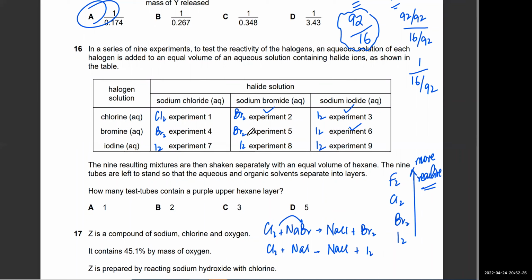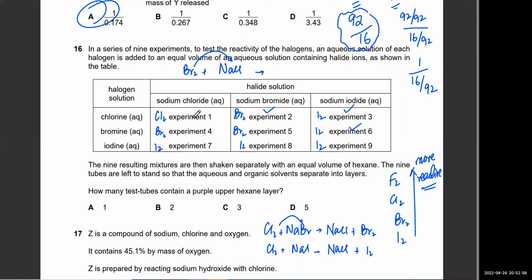Sir, why not in experiment 4, like Br2 is less reactive than Cl2? Br2 is less reactive, so there's not going to be any reaction, no displacement reaction. कुछ नहीं होगा ना. Br2 will not be able to displace NaCl.